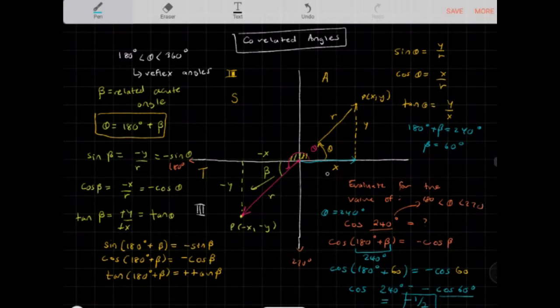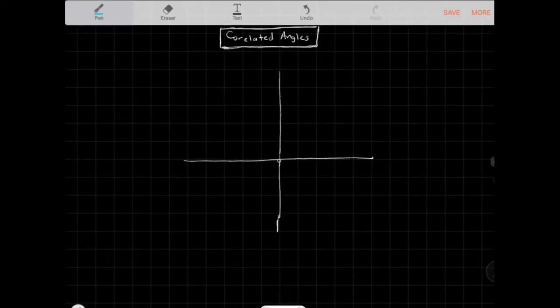Okay, so in the next lesson I'm going to show you guys the correlated angle equations in the fourth quadrant, but what you want to understand from all of this is that in the third quadrant only the tan ratio.